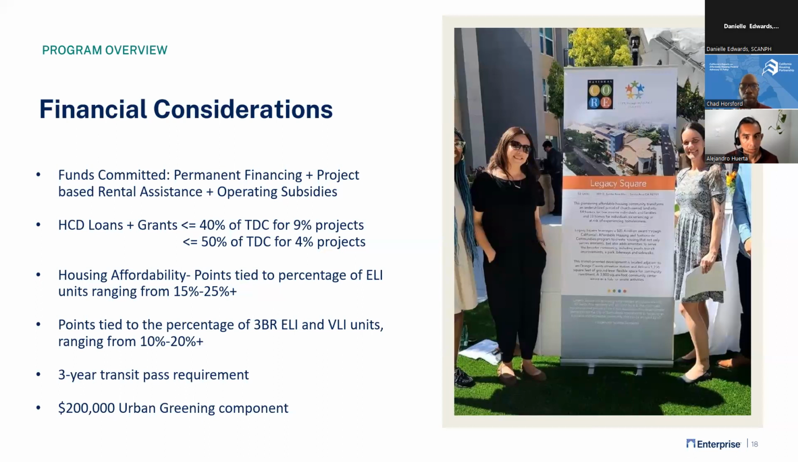Additionally, there are housing affordability points tied to the percentage of 3-bedroom ELI and VLI units. So 3-bedroom units at or below 50% area median income, and you gain points depending on if you have a minimum of 10% of 3-bedroom units below 50% area median income, and you can get more points if you go up to having 20% plus 3-bedroom units below 50% AMI.